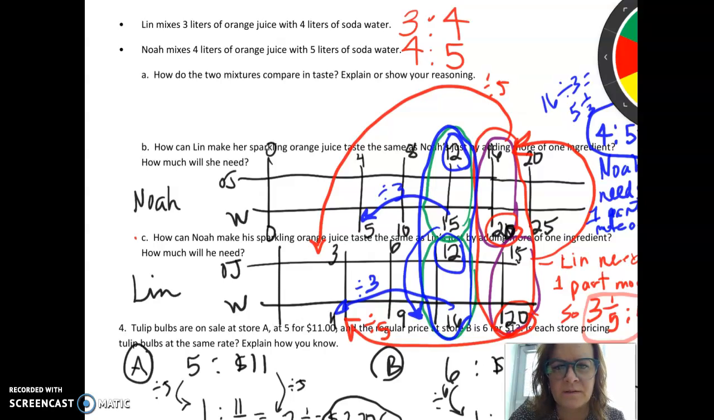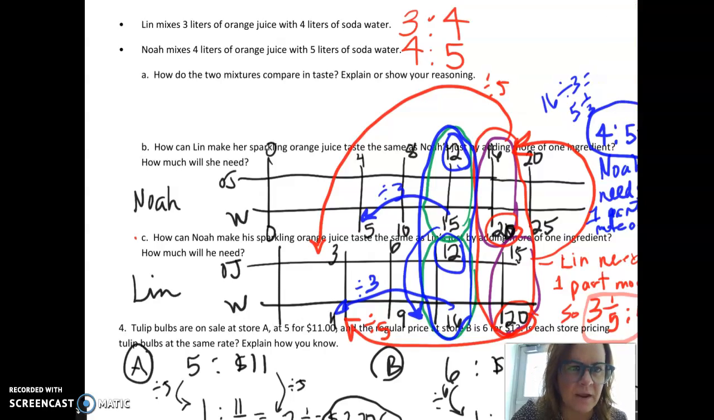We can see that for Noah's, if we continue the double number line from 4 to 5, 8 to 10, 12 to 15, 16 to 20, and 20 to 25, and then do the same with Lynn from 3 to 4, 6 to 8, 9 to 12, 12 to 16, and 15 to 20, we have some places where we can make some really great comparisons. That's what I want us to talk about. Let me get a highlighter going.